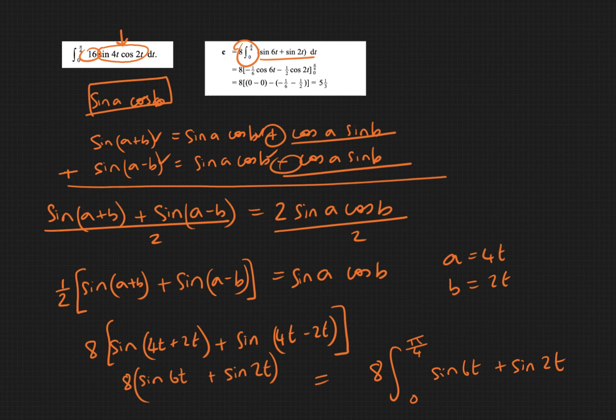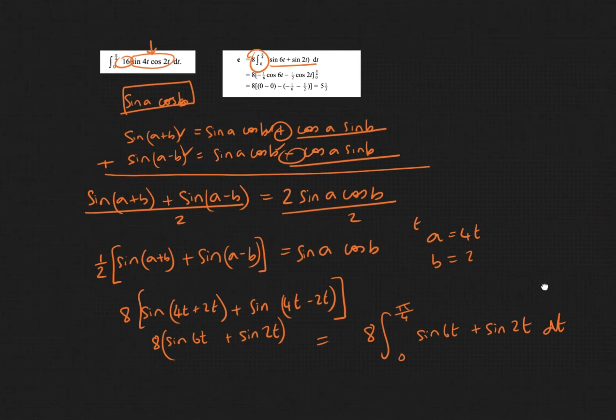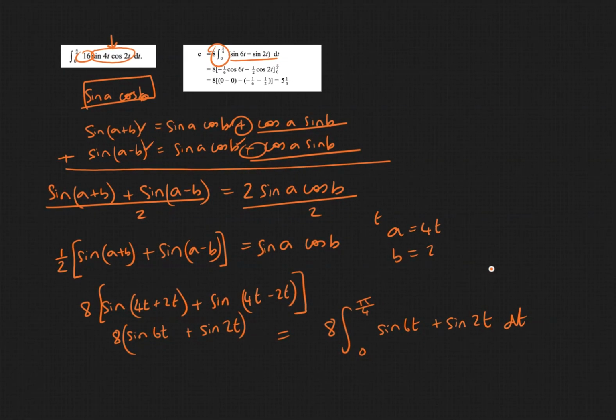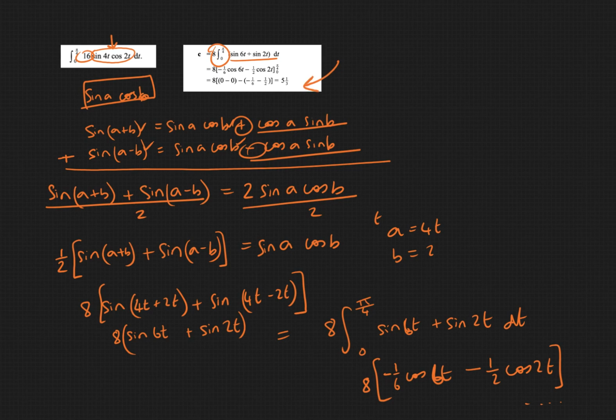We are ready to integrate with respect to t. If you remember, sine integrates to negative cos, and we've got the 6 there, so this becomes negative 1 over 6 cos 6t, take away 1 over 2 cos 2t, and then everything multiplied by 8, put in the limits. The rest of it is actually just in the solution there, so you can self-check that last bit. I hope this is useful.